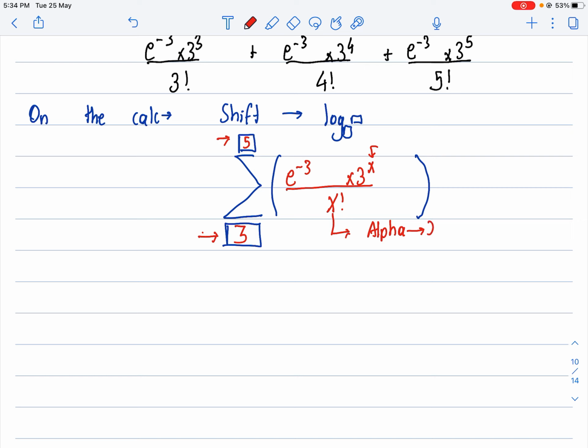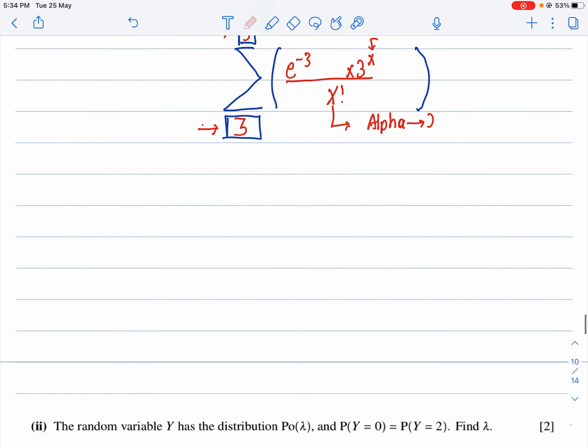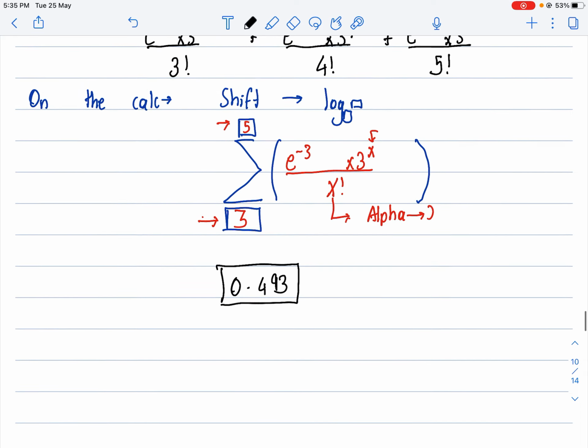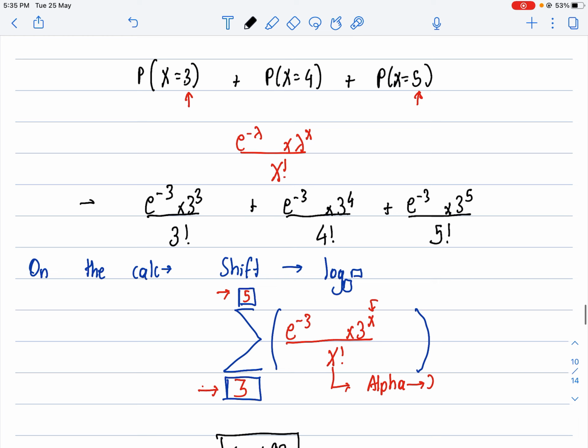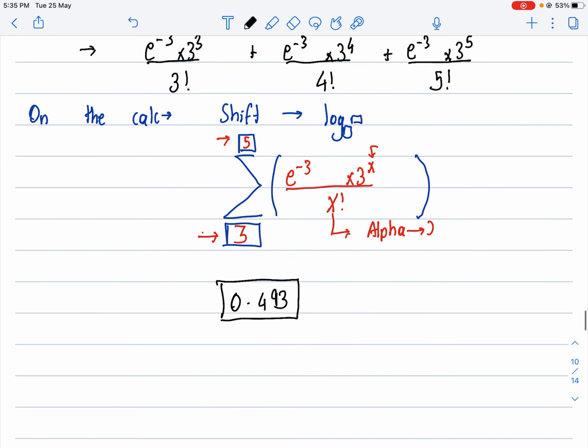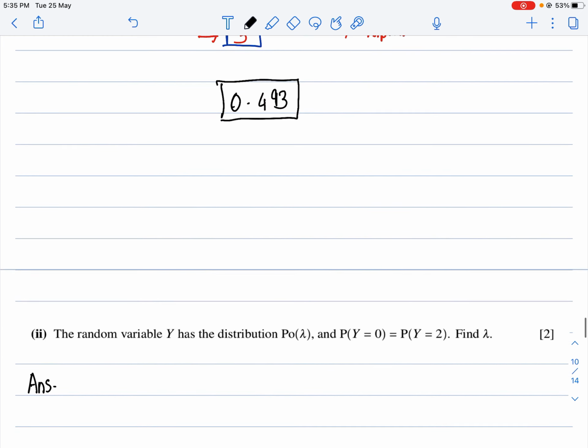Got it? So you can simply click on that. You can write this on the calci. It will save, if not for this question, for the other questions it will save a lot of time. Now when I click on equal to, I get my answer as 0.493, which is basically the final answer of the question. So basically you need to write all your steps till here, and then after that you can solve this on the calci to save time.